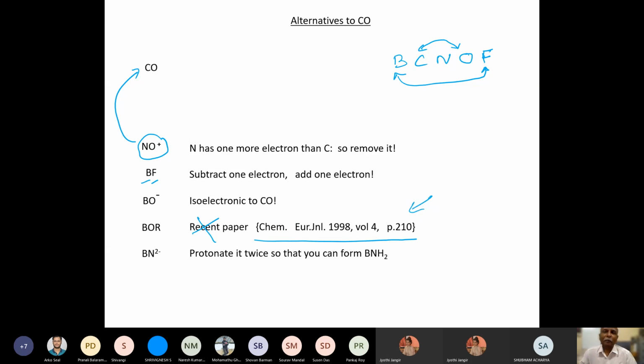I will post this paper on the website, so you can all read this. And what they have calculated are the properties for BF. You can also have BO minus. This would also be isoelectronic to CO, and we can now protonate BO minus to BOH. Okay, so that should also be a good ligand. Or we can go one step further, and instead of oxygen, we can have nitrogen.